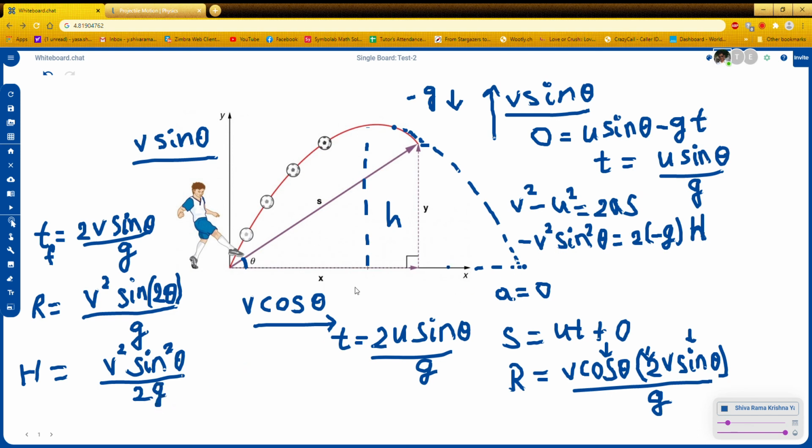As practice, try to derive this using s equal to ut plus half at square, but be careful with what time you are using. If you are using the total time of flight, you will get H equal to 0. Verify that and think what time you should use to get H equal to v square sine square theta by 2g for the maximum height.